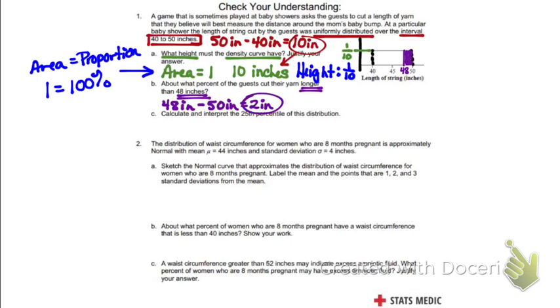And the height of each of those bars is 1/10. So I would take 1/10 times 2. Can somebody grab their calculator? 1 divided by 10 times 2 would be what? Give it to me in decimal form if you can. 0.2. So what percent of people? 20% of the guests cut yarn 48 inches or longer.